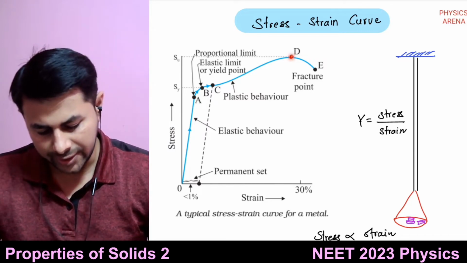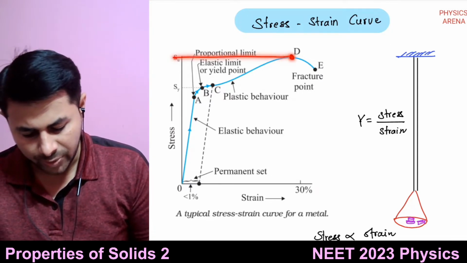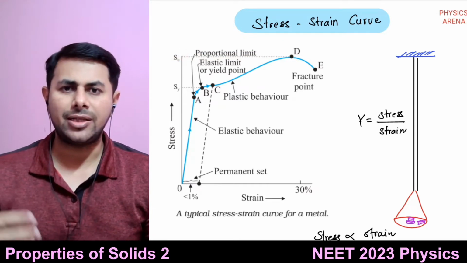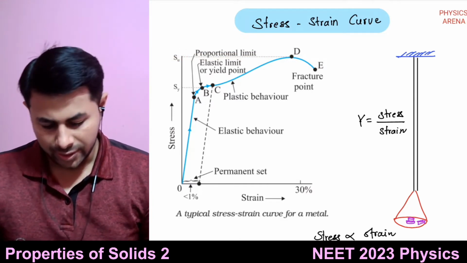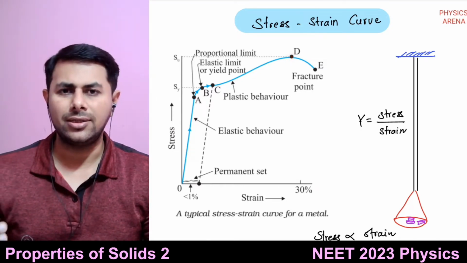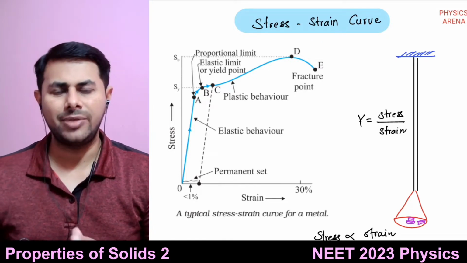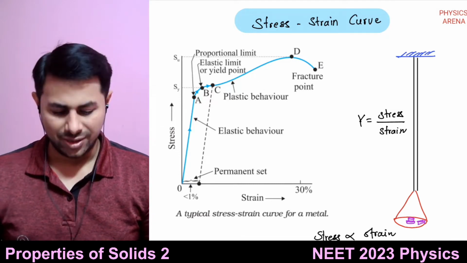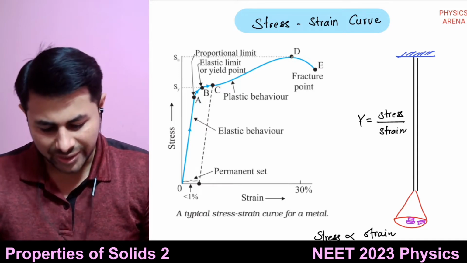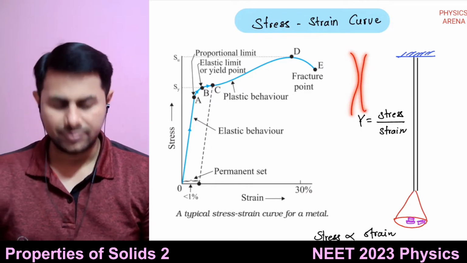You can keep on increasing the stress on the wire till the point D, and the stress corresponding to this point is the maximum stress which can be borne by the wire. The stress corresponding to this point is known as the ultimate tensile strength of the wire. The wire cannot bear any more stress. So once this point is reached, what happens? A neck is formed in the wire.